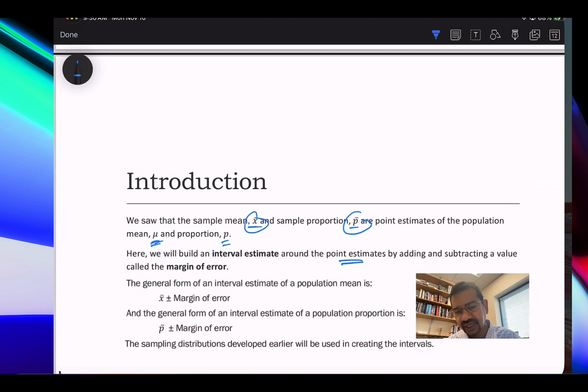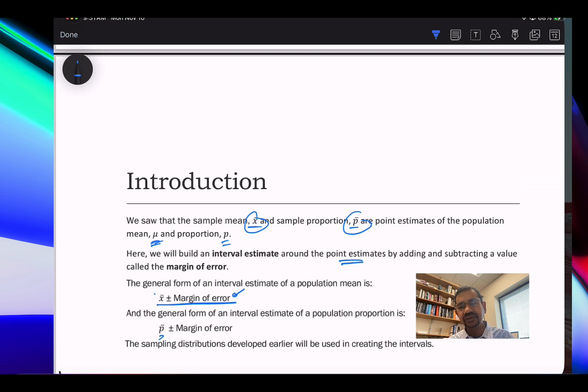So in general, as far as the population mean is concerned, the general form of the interval is our sample estimate, or our sample mean in this case, plus or minus the margin of error. The focus of this lecture will be to understand how we get this margin of error. And then similarly for the proportion, to get the interval around the population proportion, we will use our sample proportion, or p bar, and then add and subtract a margin of error.